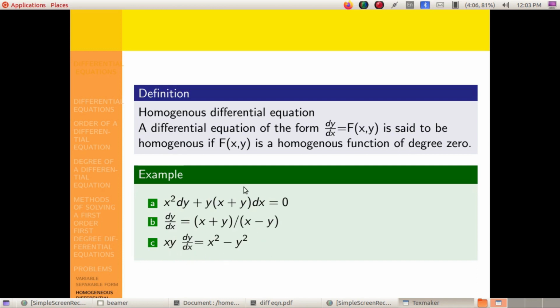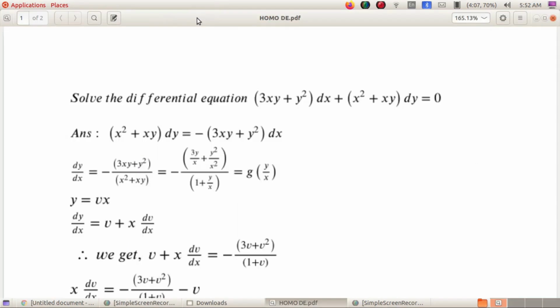So these are homogeneous differential equations, and we convert these equations to the form dy by dx equal to a function of y by x, g of y by x. And to find the solution of this type of equations, we have to substitute v equal to y by x. Then this equation becomes a variable separable form. Then integrating both sides, we get the solution.